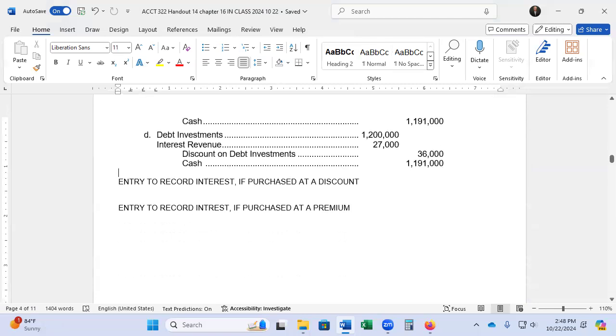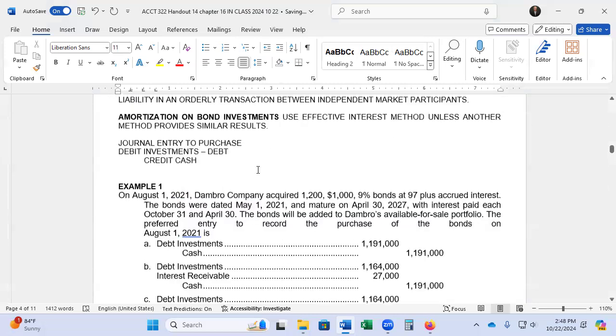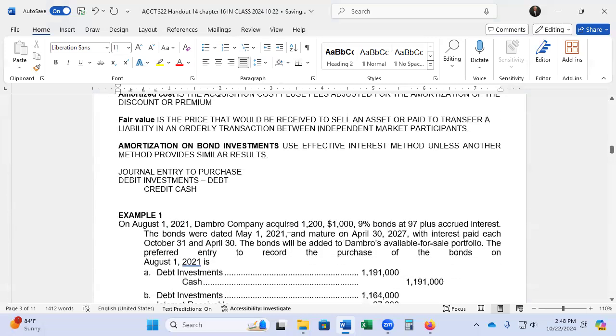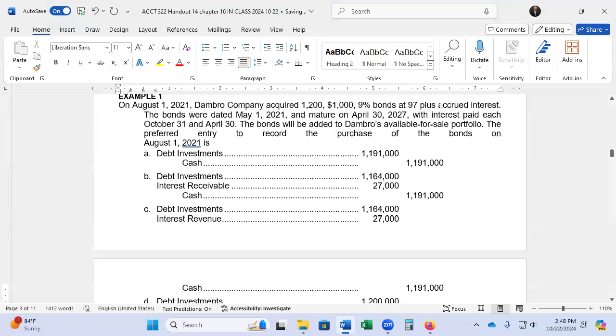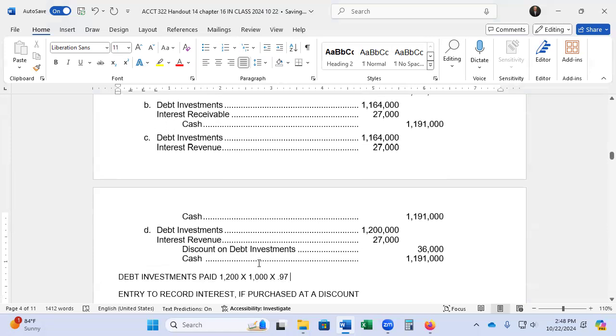So we have debt investments, and we paid 1,200 times 1,000 times 0.97 because we bought the bonds at 97%, plus accrued interest. And so that equals 1,164,000.